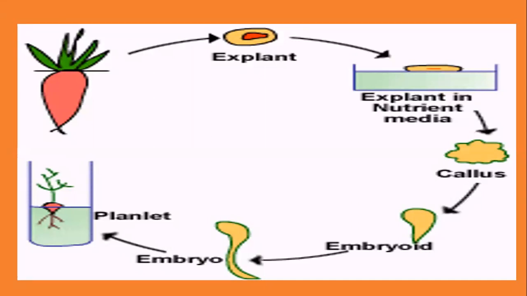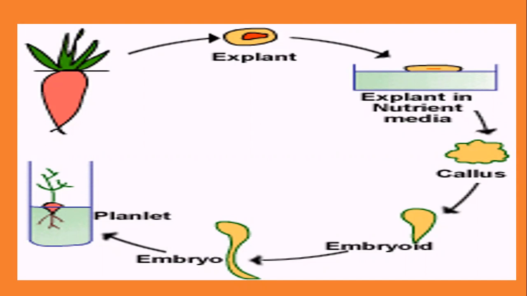Tissue culture is a technique of raising new plants from a small portion of a plant tissue over a culture or synthetic medium under sterilized condition. Its various steps are: a small piece of plant tissue is taken from the growing tips of plant, such as a tip of root or shoot. The tissue is then transferred to a test tube containing suitable nutrient medium under sterile conditions.